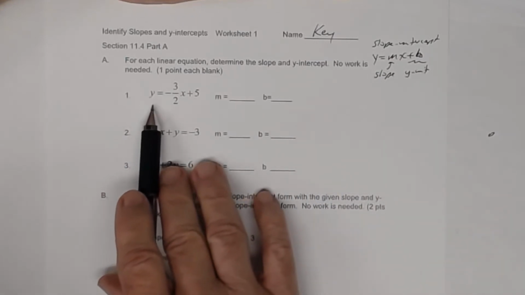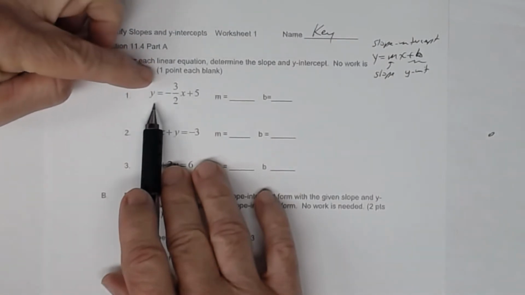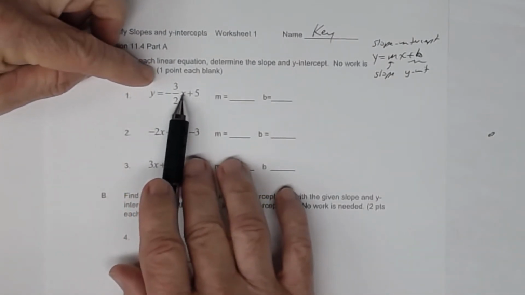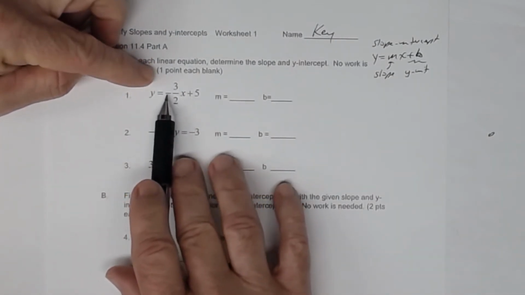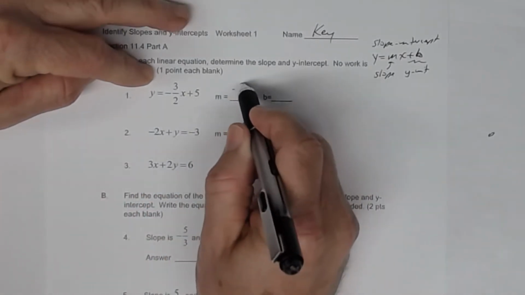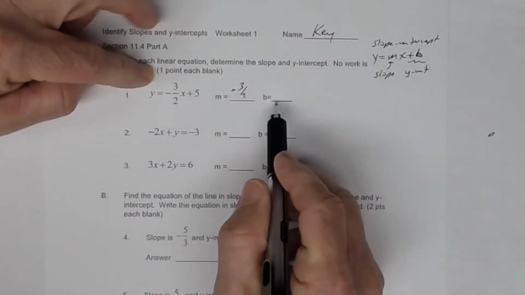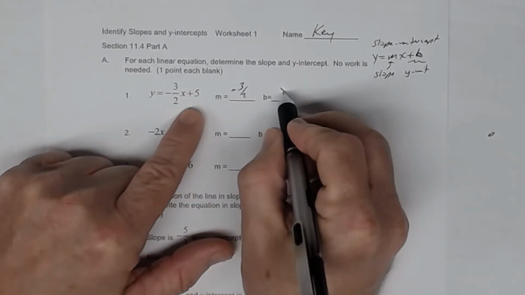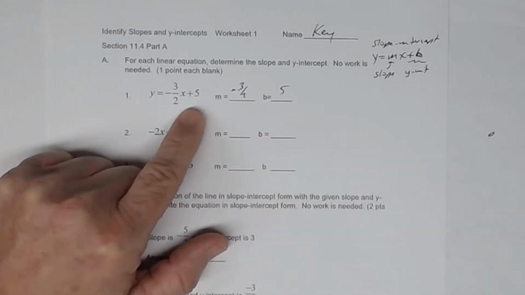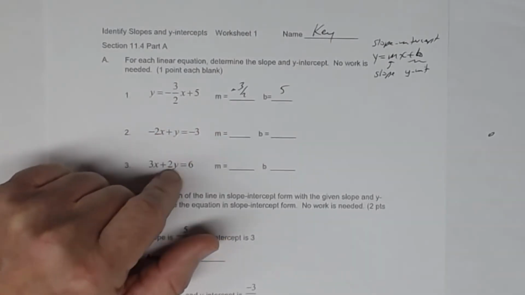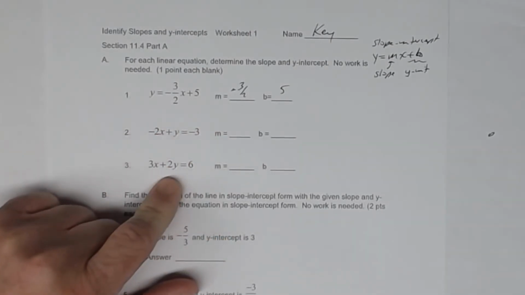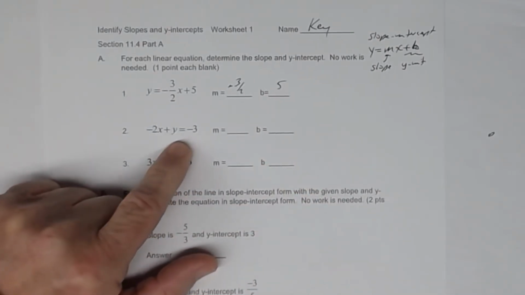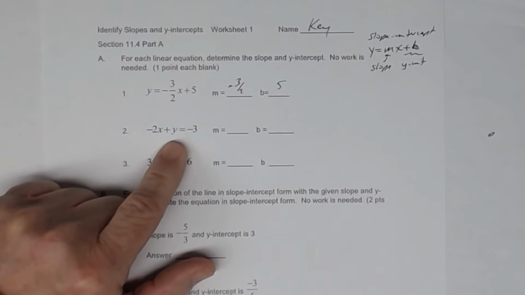So in number one, the y is already by itself, so right away you know the slope. Notice that I'm multiplying the variable by -3/2. So there's the slope, -3/2. And the y-intercept, b, is your constant, which is +5. All right, so that's number one. Very easy. If you can write the equation in slope-intercept form, then you easily determine the slope and the y-intercept.